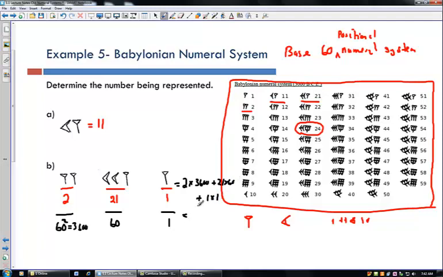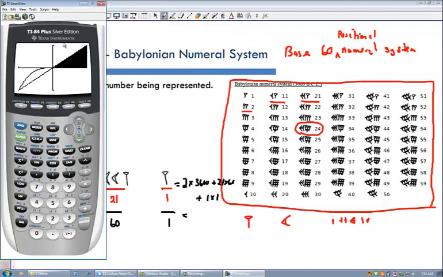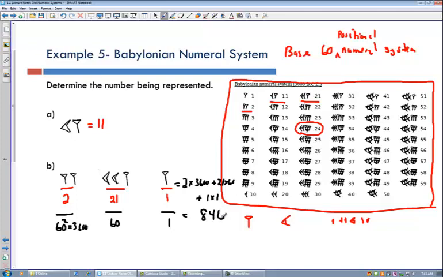And we'll use our calculator on this because I don't want to do this by hand if I can avoid it. So if you have your calculator, take it out and work with me. I want to take 2 times 3,600, and then add 21 times 60 plus 1 times 1. You really don't need to write the times 1, but you can if you want. And you're going to get 8,461. So this bunch of symbols represents 8,461 things.